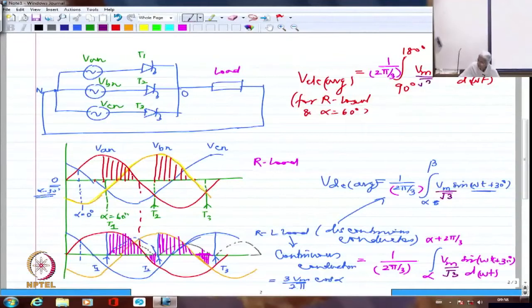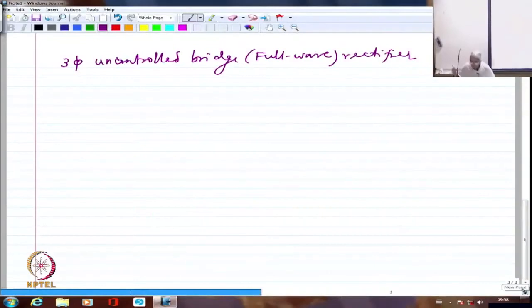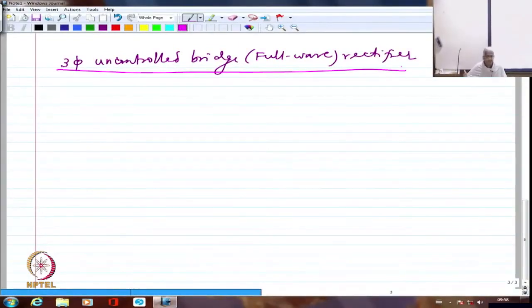So, let us try to take a look at three-phase, uncontrolled bridge rectifier. Uncontrolled, 6 diodes are going to be used. That's what it means. All of them are uncontrollable devices. They are going to conduct as soon as they are forward biased. Right? So, these are the 6 devices. Right?